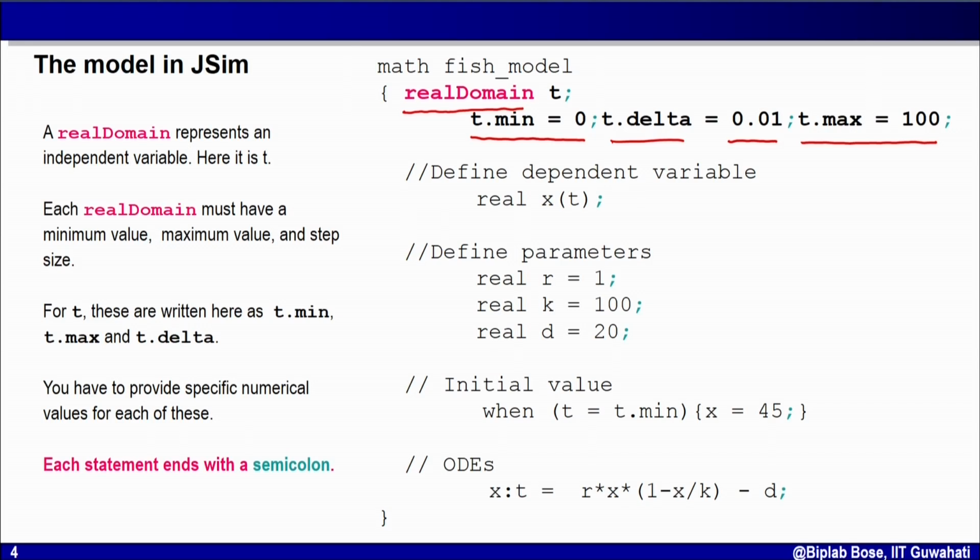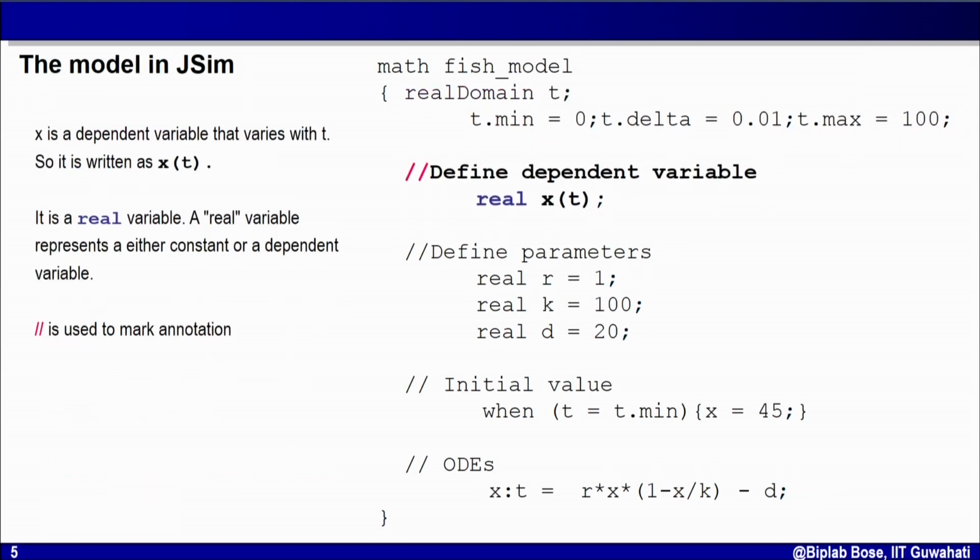You can change it to some other value. And in fact, you can change this value later on also while doing the simulation. And you have to tell the increment in time, that is t.delta, which I have defined as 0.01. You can change this value later on during simulation also. Note one important thing. All this information has ended with a semicolon. This semicolon tells JSim that your instruction has ended. If you miss the semicolon, there will be an error in compilation. So don't miss them.